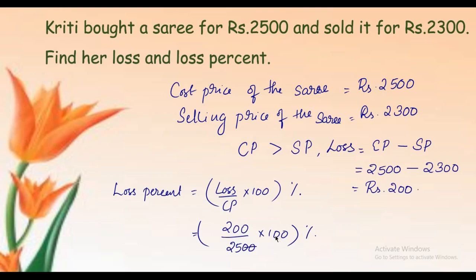We can cancel the zeros. Then 25 and 200 we can cancel by 8. So it is 8%. So Kriti had a loss of 8%.